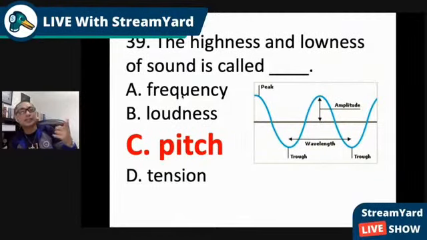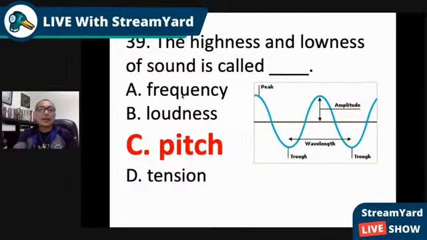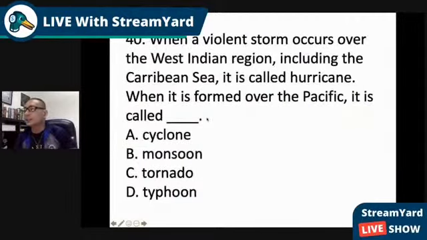Always look at the stem. The stem talks about sound, therefore the most correct answer is pitch. And loudness has to do directly with amplitude. The higher the amplitude, the louder the sound gets. Number 40. Thank you for the answers.